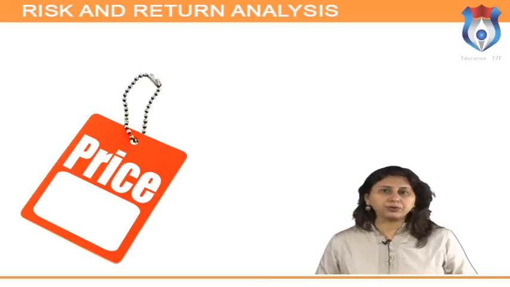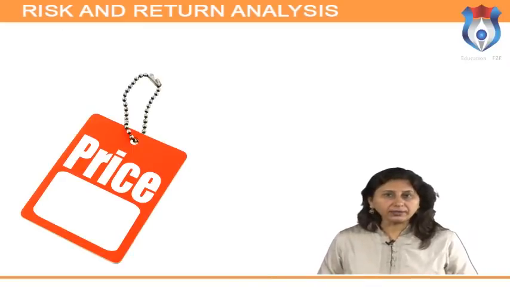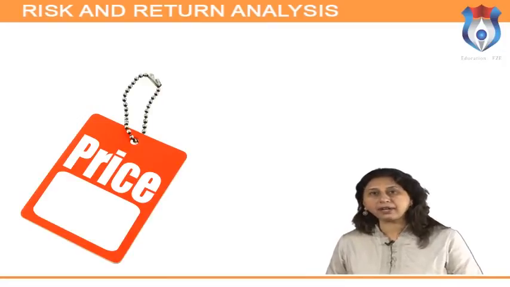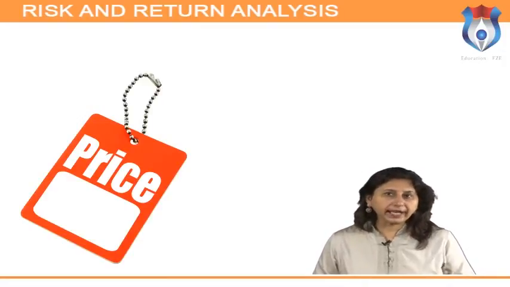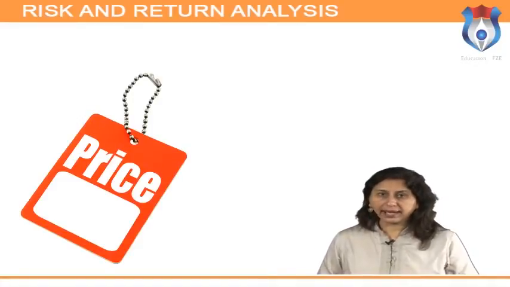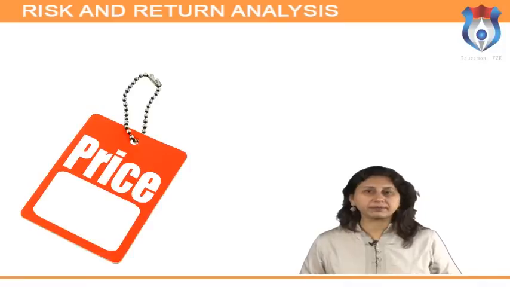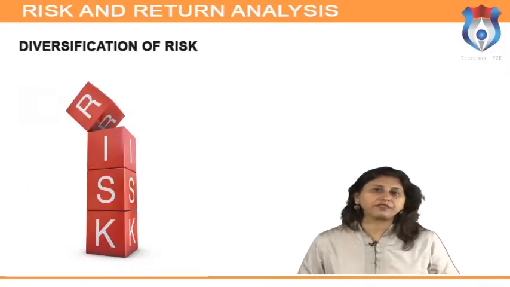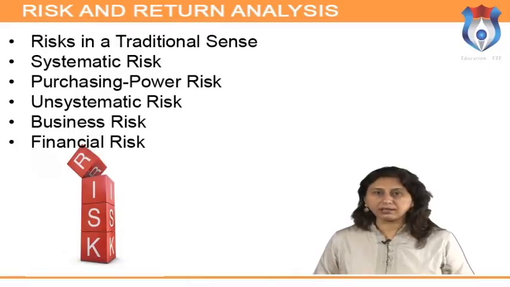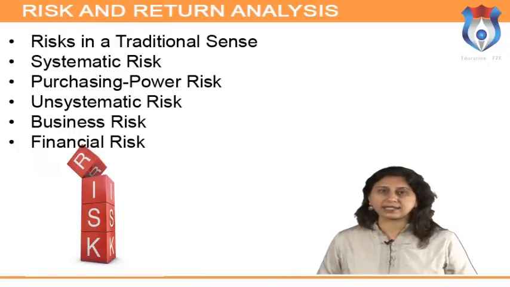G is equal to (1 plus R1) into (1 plus R2) to (1 plus Rn) to the power of 1 over N, minus 1, where R is equal to total return, N is equal to number of periods. Diversification of risk. The ways for diversification of risks are: risks in a traditional sense.